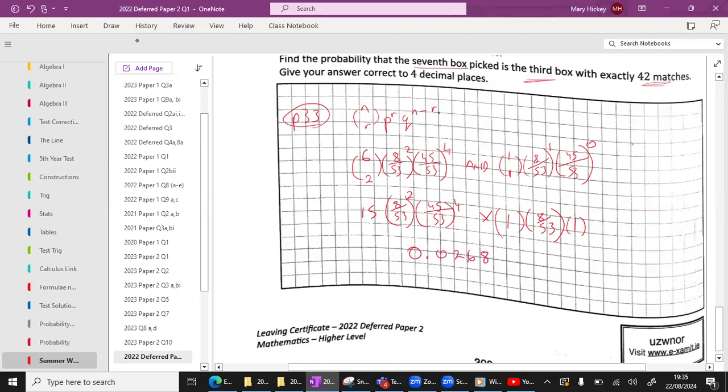So 0.0268. We usually correct to 4 decimal places anyway when it comes to probability because it can be changed to a percentage. If we change a decimal to a percentage, we would still like the 2 decimal places for accuracy. So it says it in the question anyway, 4 decimal places, and we're done.